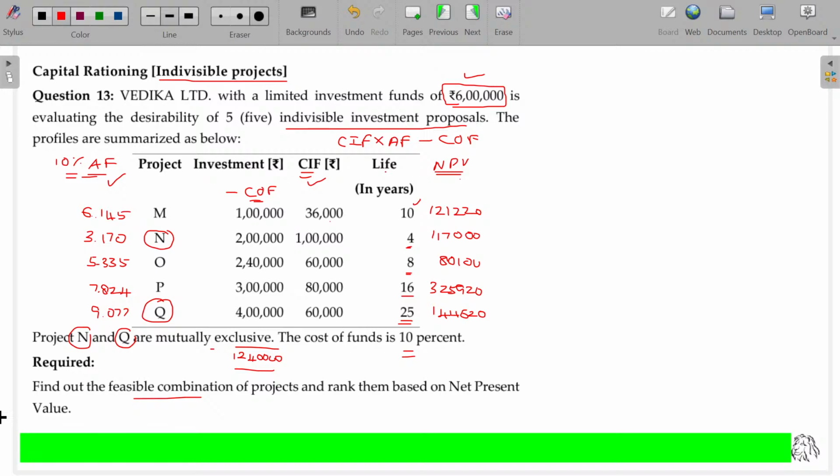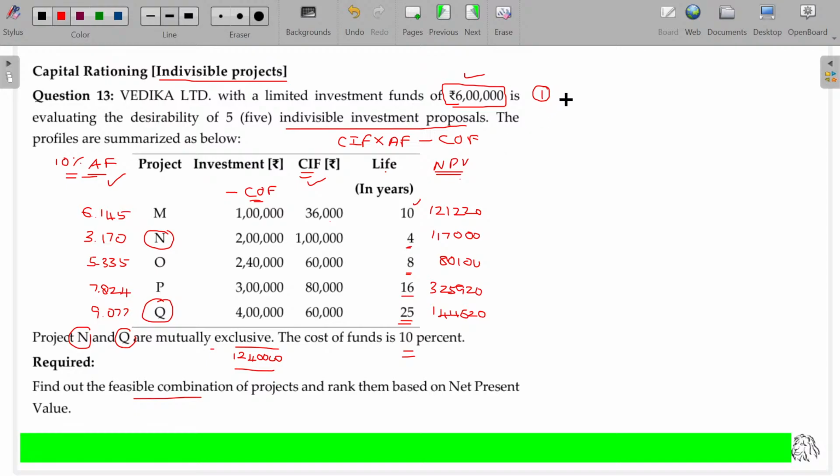Now, how to choose the combinations? Find out the feasible combinations of the projects and rank them based on the NPV. Now, remember, this is the best logic to solve this illustration. How? Combination number 1. I choose M.